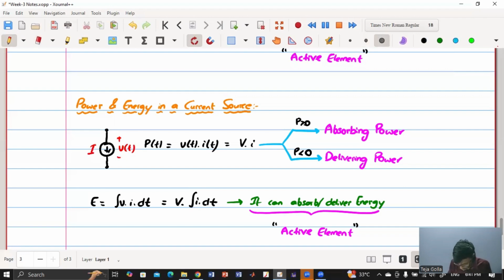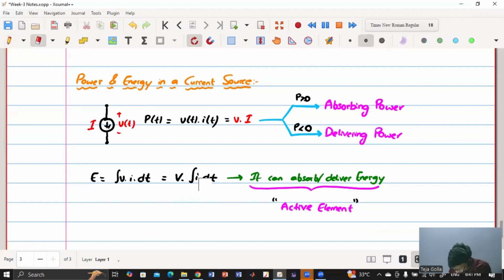So here, how will it change? Our voltage will be small and the current will be capital. Again, P greater than 0 means absorbing power, P less than 0 means delivering power. And how will this expression change? V equal to integral I dt. Here the current is constant, so it will come outside.